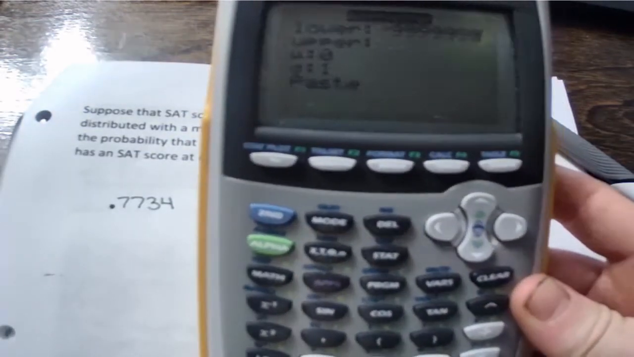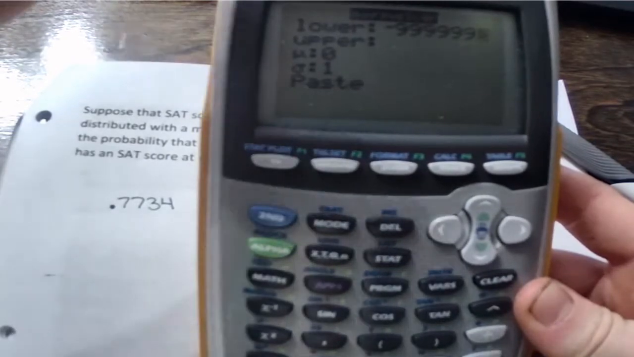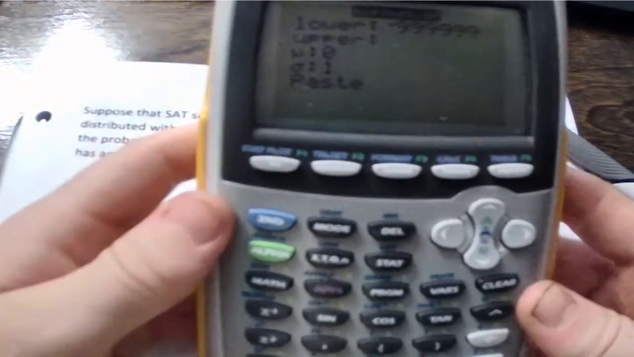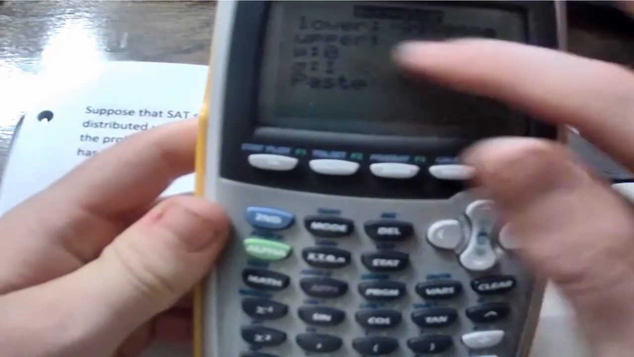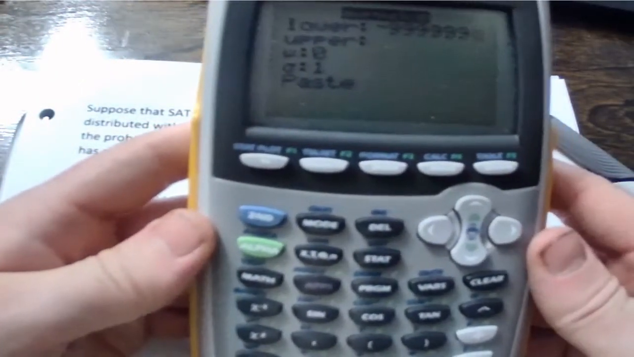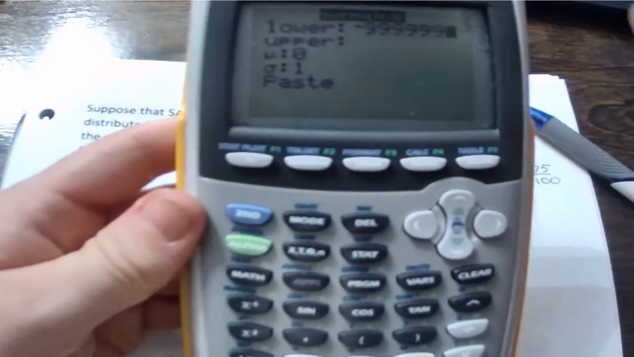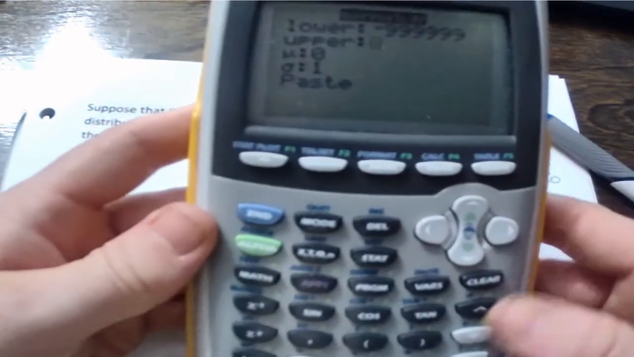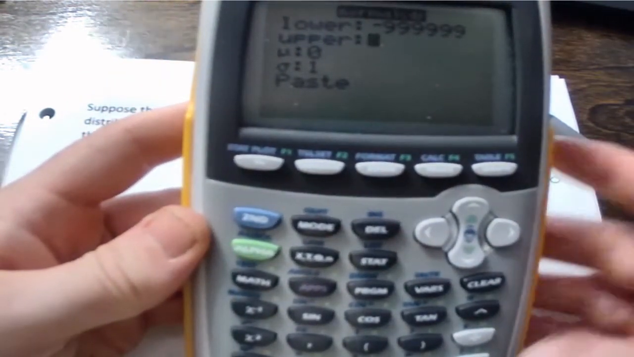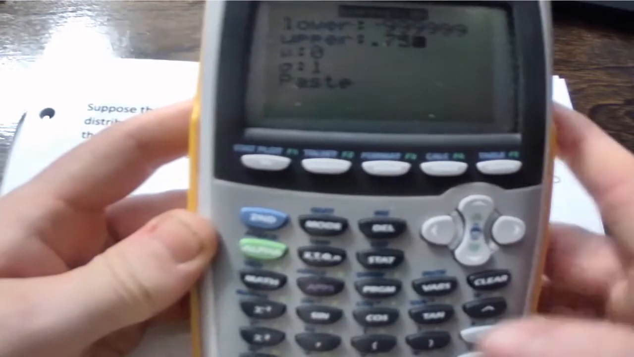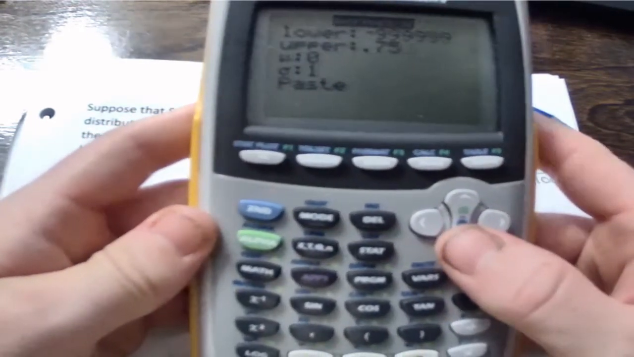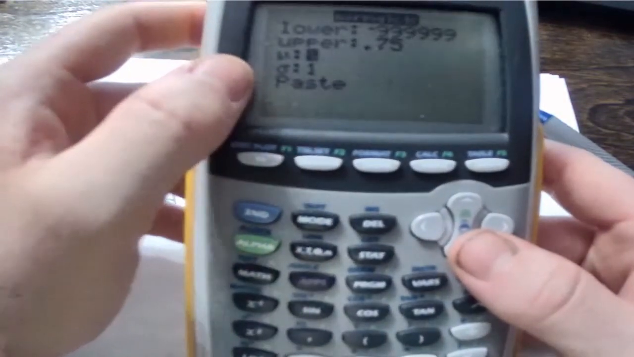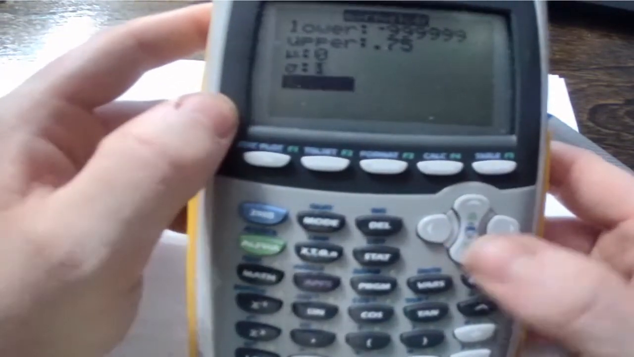The idea is just like what we were saying. We want at the number and below. So we want to just make sure that below is just a large negative number, just so that we can get the most accurate data. And now my upper value is going to be the z-score that I just found of 0.75, because that's the highest value we want it to be. The mean stays at 0. The standard deviation stays at 1.